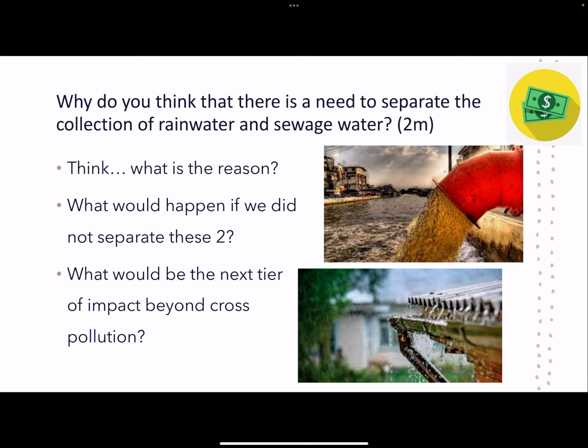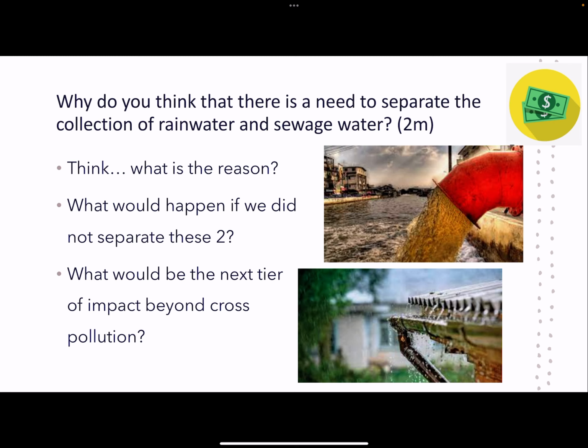Next question: why do you think there is a need to separate the collection of rainwater and sewage water? What is the main problem if you do not do the separation? What would happen if we do not do this separation? Many of you have shown very clearly that you understand that in Singapore we do recycling of water. Some of you even go on to talk about the use of NEWater, and how it may hinder the recycling process of the NEWater if we were to let rainwater and sewage water mix.